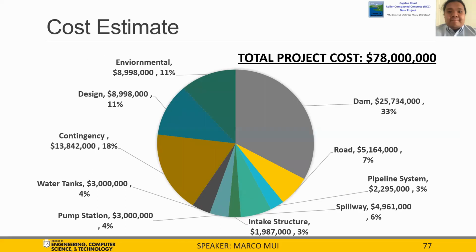The chart is a breakdown of the Class 5 estimate. The dam, 33% of the total cost, would cost $25 million. The pump station, 4% of the total cost, would cost $3 million. The intake structure, 3% of the total cost, would cost $2 million. With a design and environmental cost of 15% each and a contingency of 30% of the building cost added to the total, it comes out to be $78 million.